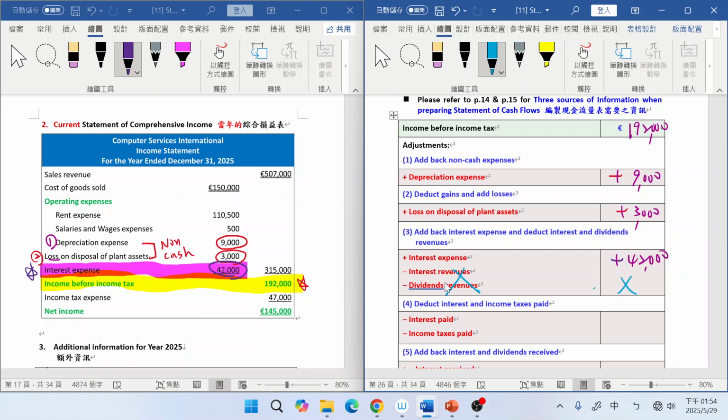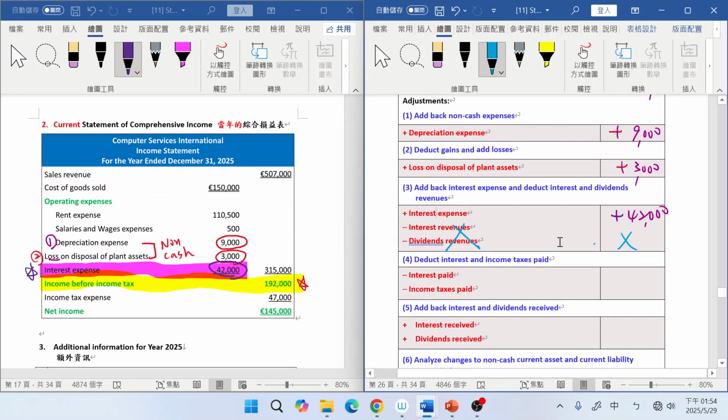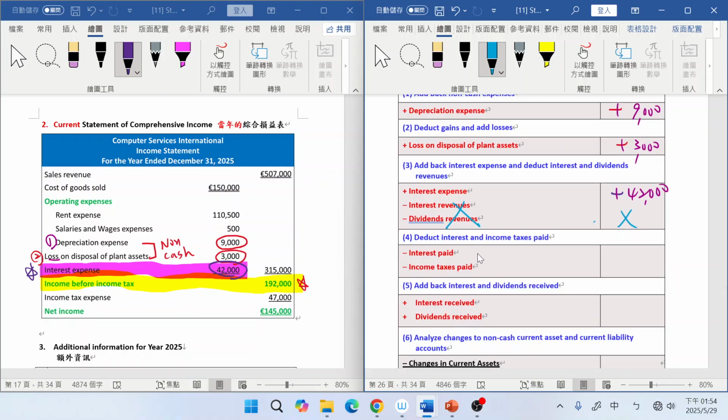No problem? So how about step 3? Remember, in step 3 we want to know these three big items of cash flow. The first one is about cash outflows. Oh, sorry, cash paid. So about cash, we pay for interest, and we pay for the tax. So how to do that?